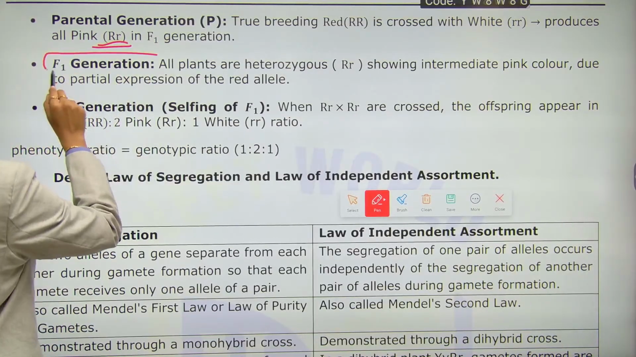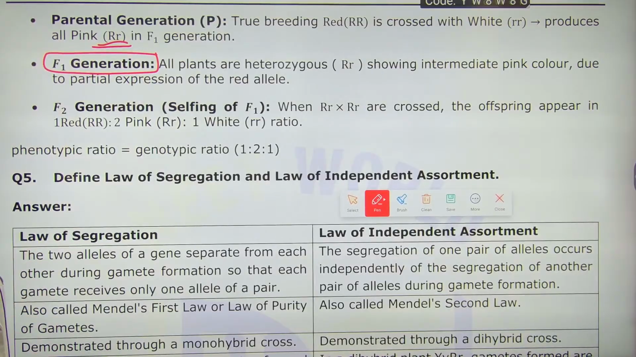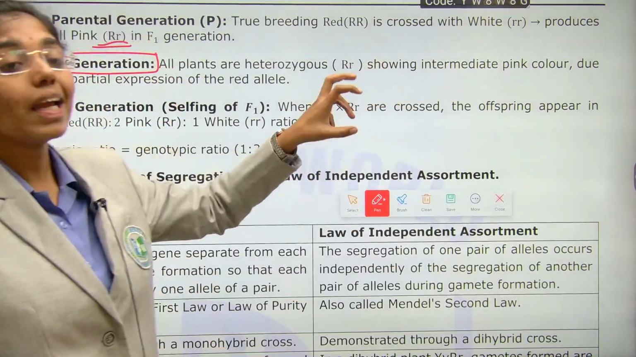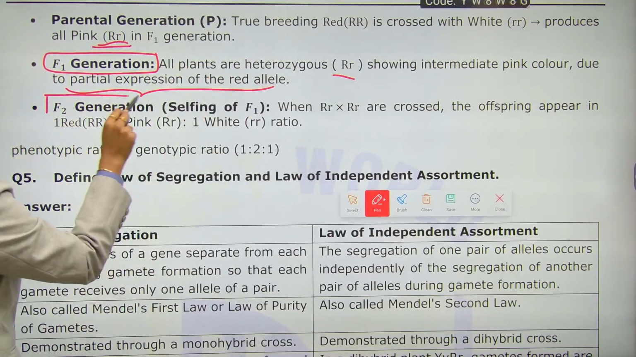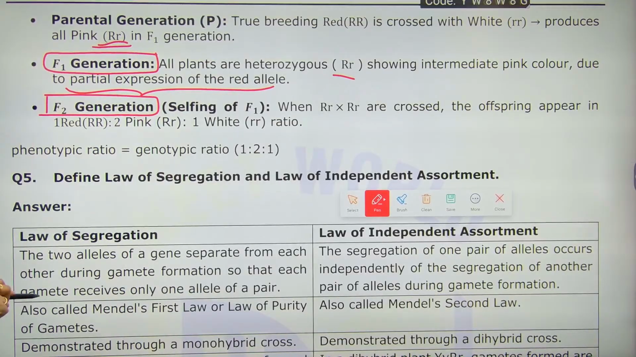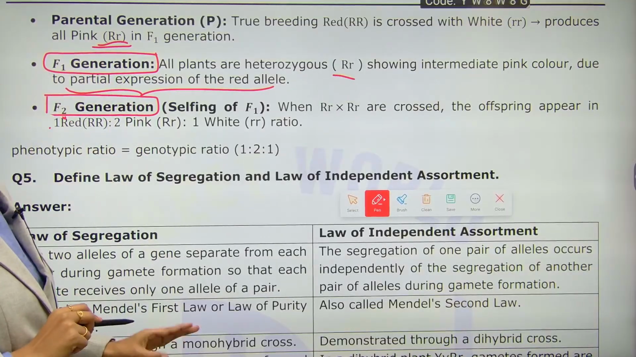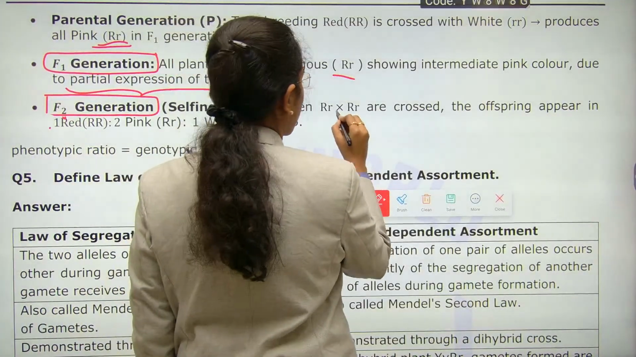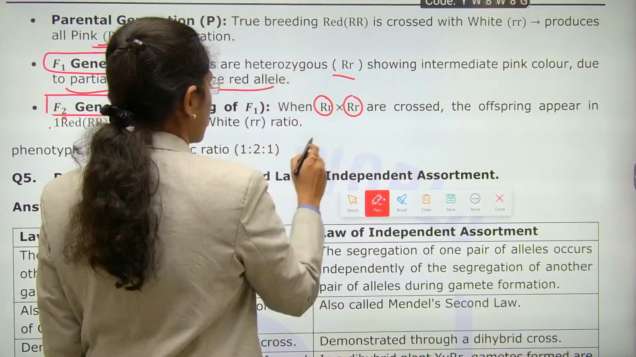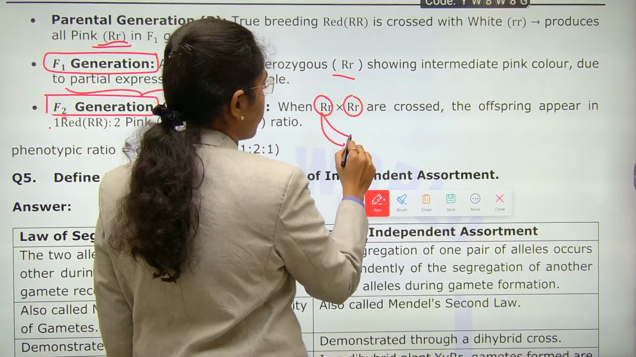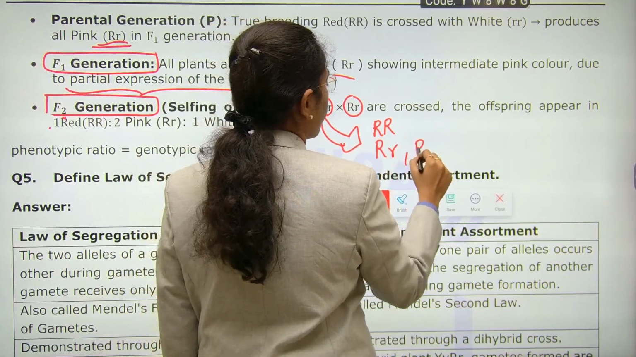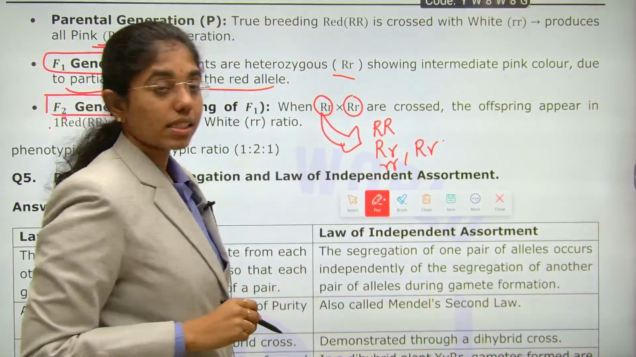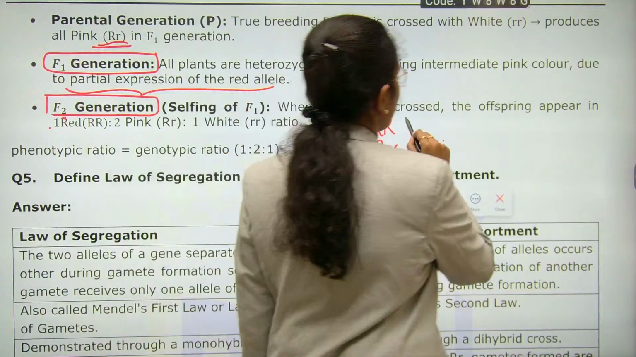Here you see in the F1 generation, all plants are heterozygous dominant, showing an intermediate pink color. Then the F2 generation is produced by selfing of the F1 generation. Both are heterozygous dominant parents. That will result in RR, Rr and rr, so three different genotypes are produced.